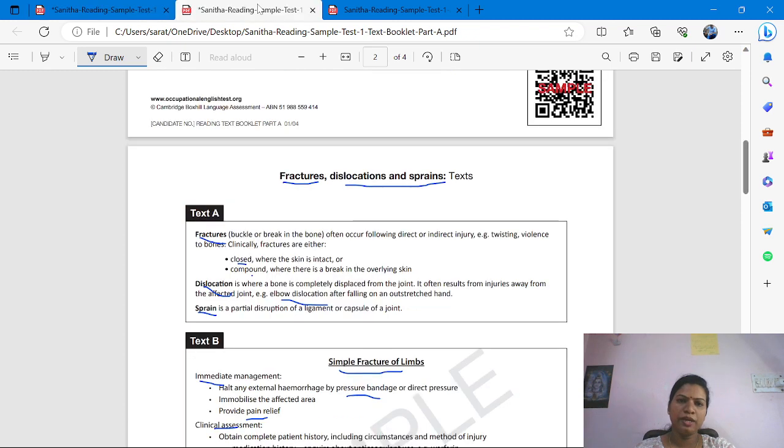Then what we have to do, we have to start from the beginning. Start here, there are some fractures, just do the zigzag method like that. Fractures closed where the skin is intact, compound fracture, open skin; dislocation where bone is completely displaced from the joint. You get some key points. Here you got elbow dislocation after falling on an outstretched hand.